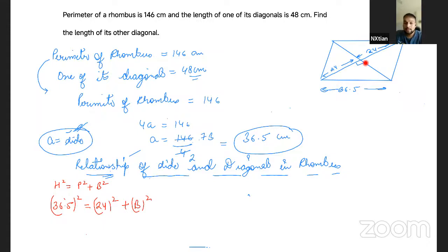Sir, can you say that again one more time? I'm saying that in this triangle, this is the hypotenuse, this is the perpendicular, and this is the base. So, with the help of this Pythagoras formula, can we find out the base? And when we get the base, we have to multiply it by 2 so that we can get the whole diagonal length. Yes, Hannah, you got the answer?